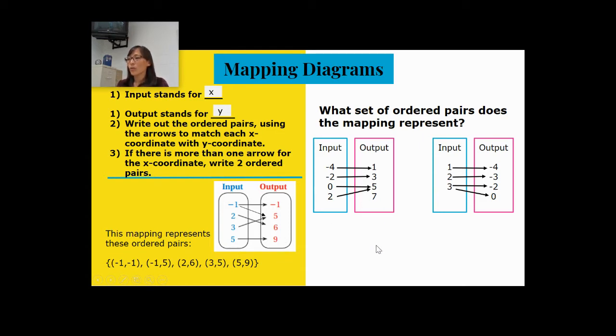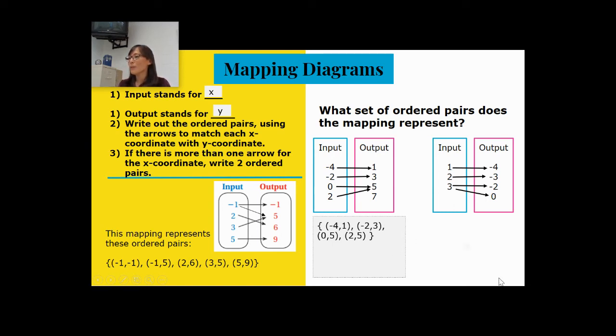Let's look at this mapping diagram. So when I'm looking at this mapping diagram, I remember that input stands for X and output stands for Y. So this one is -4, 1, -2, 3, 0, 5, and then 2 is also pointing to the 5. So that is 2, 5. Just because there's a number there doesn't mean that we have to have that as part of our ordered pairs.